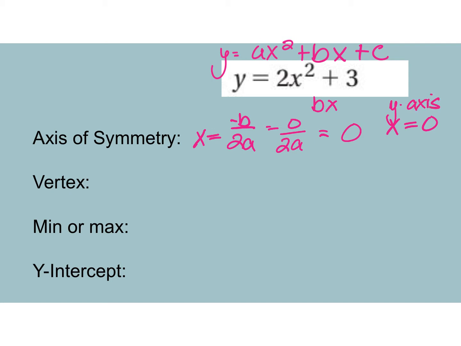Knowing that, we can take this value for x and substitute that into the equation to find what the corresponding y value would be. So 2 times 0 squared plus 3 basically gives us a value of 0 here, so y equals 3. So then the vertex is located at 0, 3.